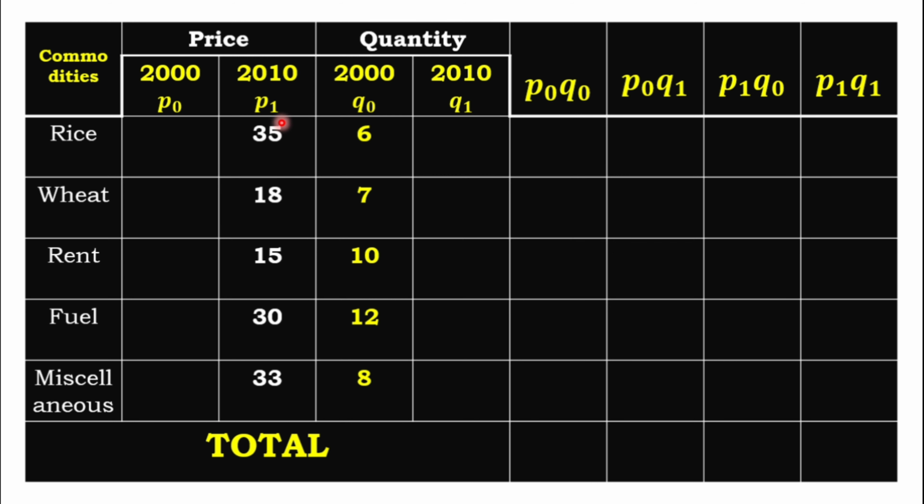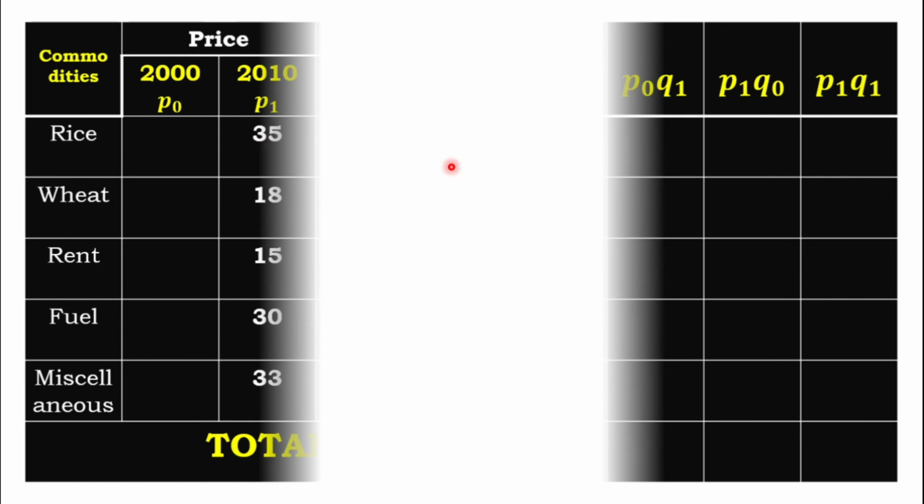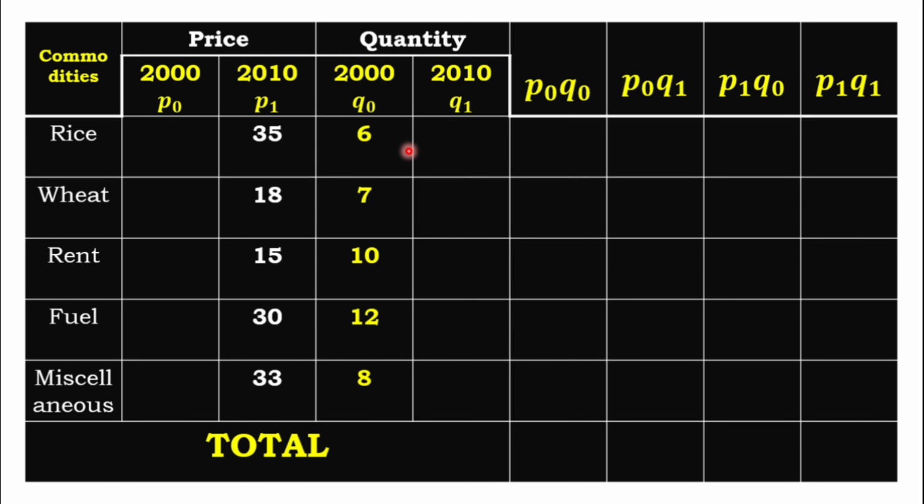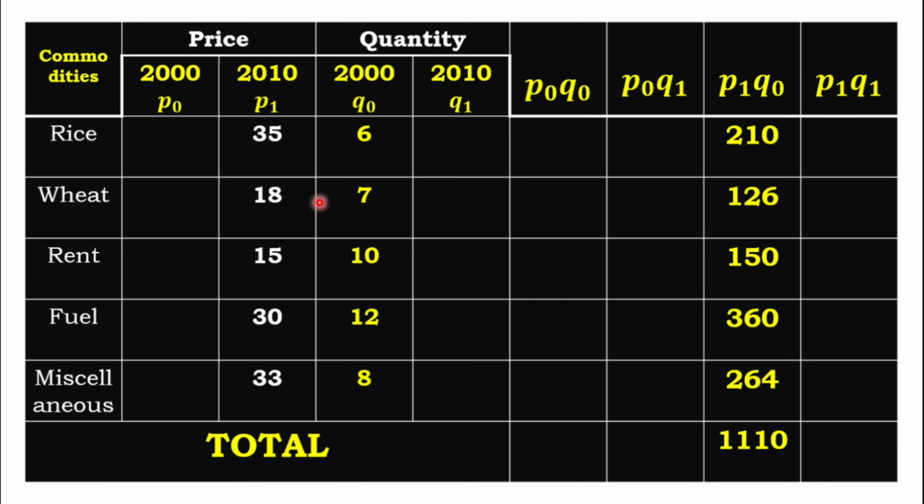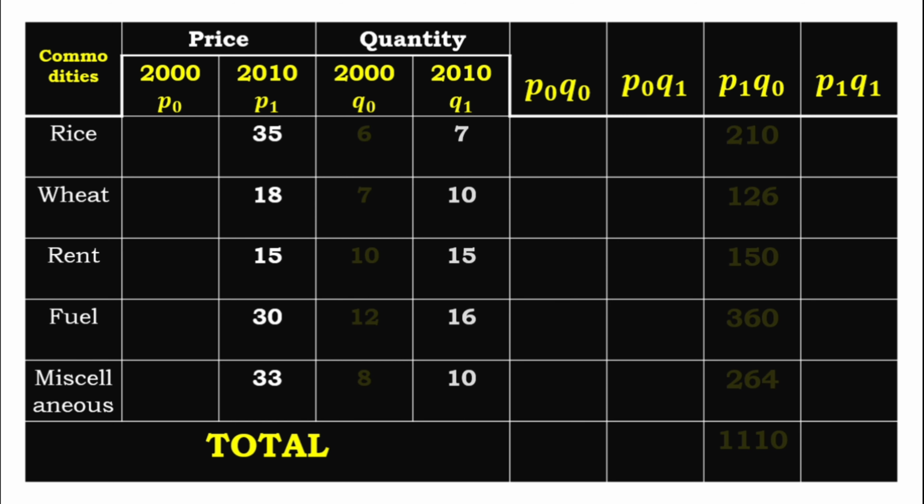Next P1 Q0 multiplied. P1 into Q0: 35 into 6 is 210, 18 into 7 is 126, 15 into 10 is 150, 30 into 12 is 360, 33 into 8 is 264. Summation will give 1110. That is the sum of all P1 Q0.